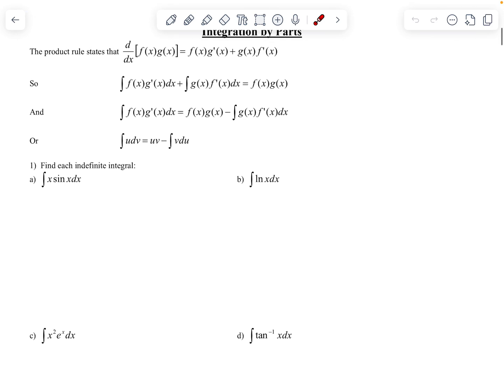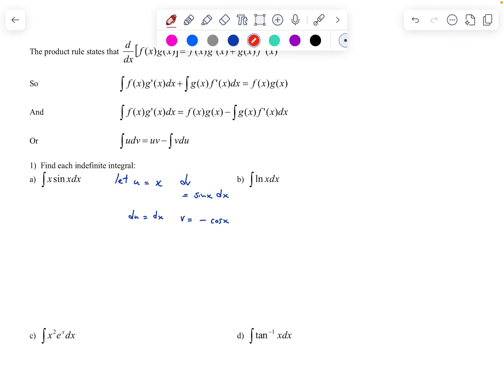Our first example, the integral of x sine x. While you practice this, what you get good at is choosing the two pieces. Let u be x, and let dv be sine x dx. So those are the two parts of the integral I was given. The derivative of u is dx, and if this is dv, then I have to integrate it to get v. The integral of sine x is negative cos x.